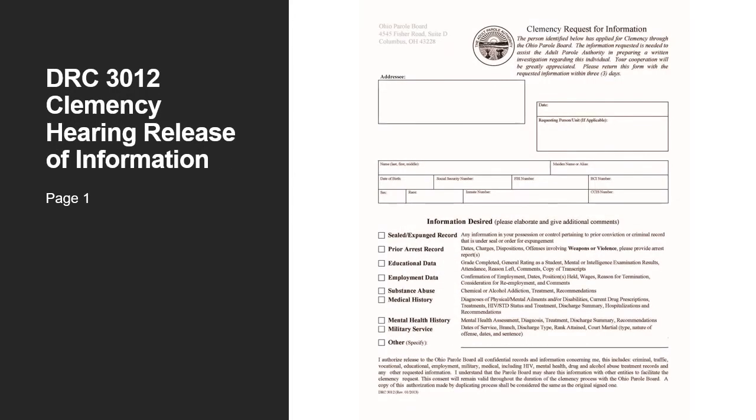The second required form in the intake packet is the DRC 3012 Clemency Hearing Release of Information. This form allows the ODRC to complete a full search of applicants' criminal records. The project requires that only some of the fields on this form be completed. On the first page, you should include your name, last, first, and middle, your maiden name or alias, if applicable, your date of birth, social security number, sex, and race. You should not complete any other fields on this page of the form.